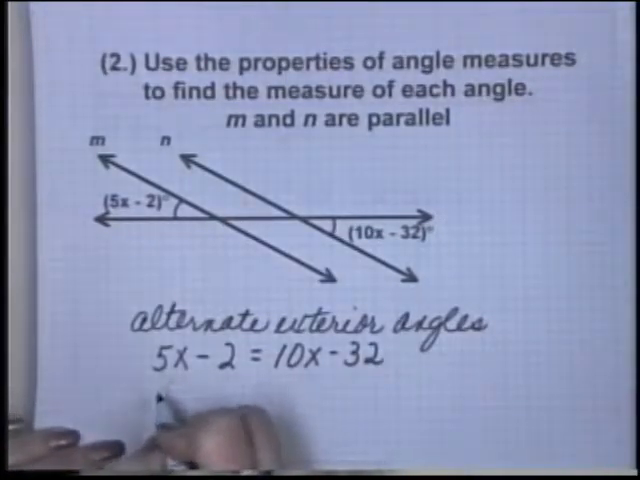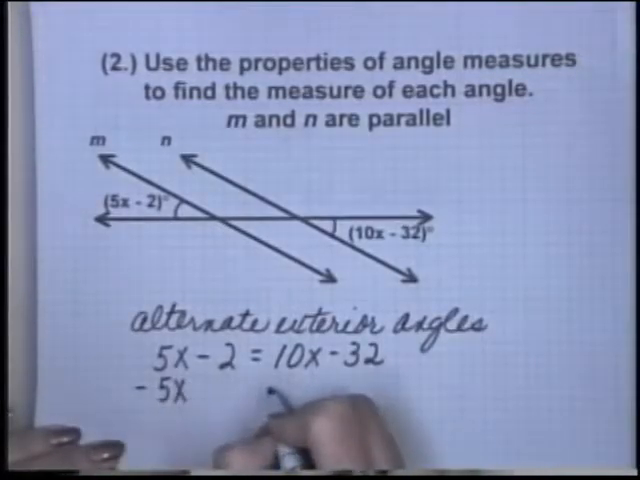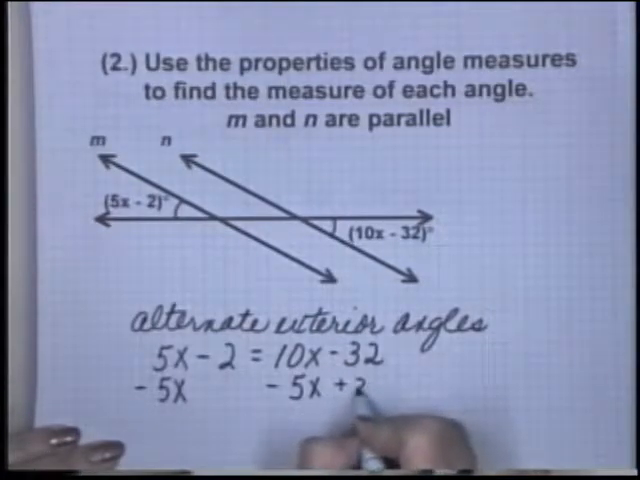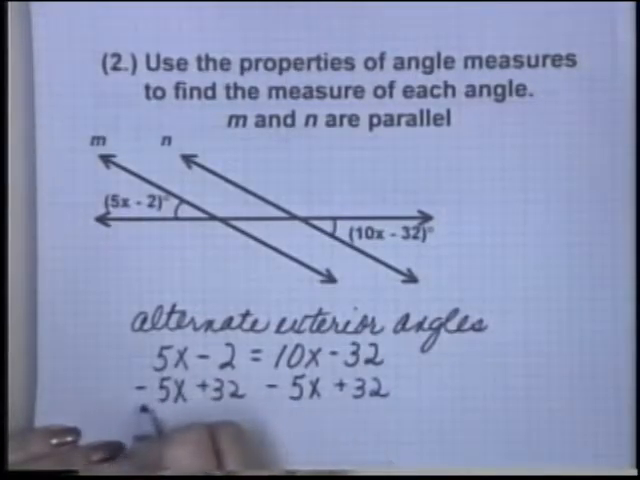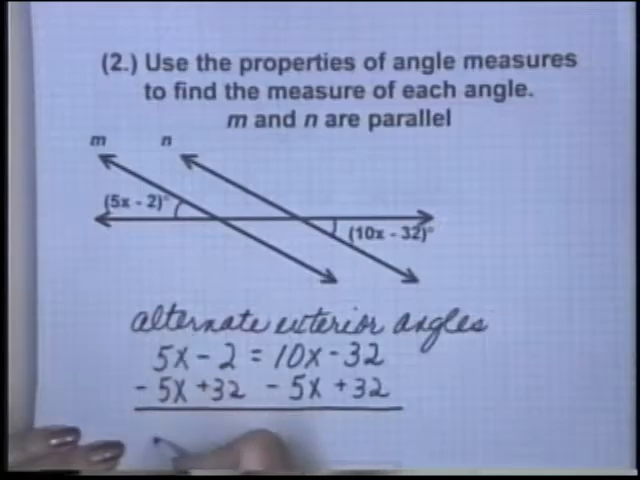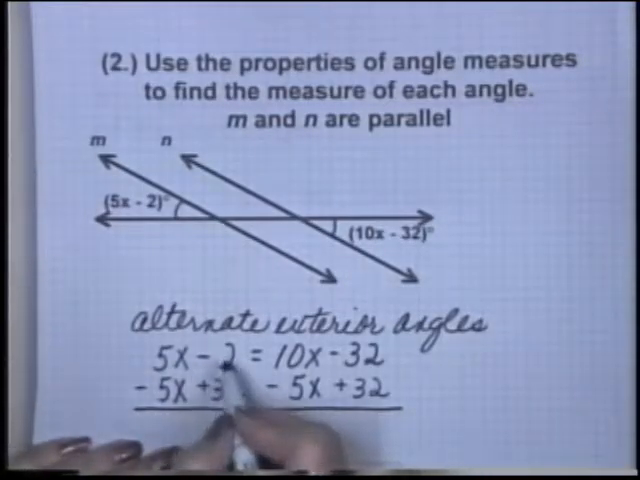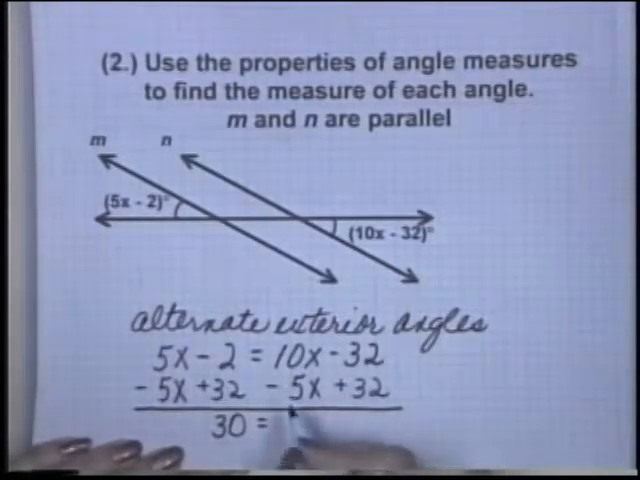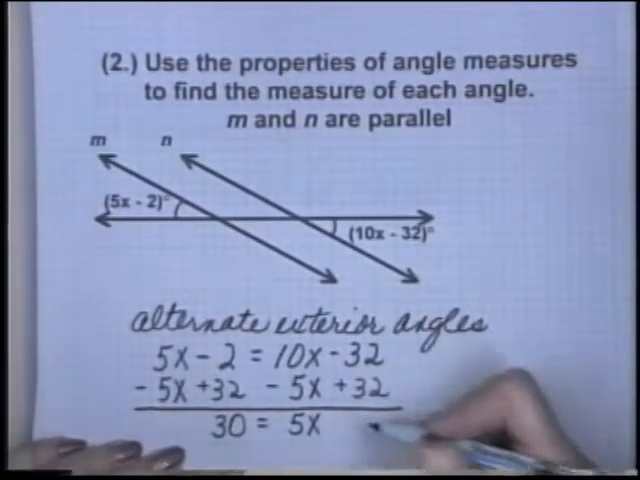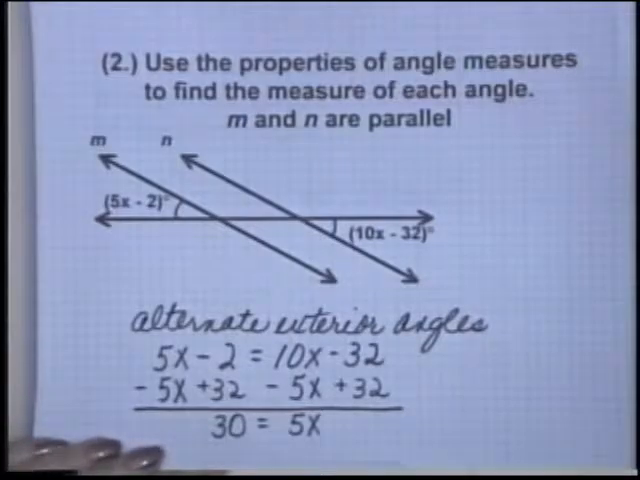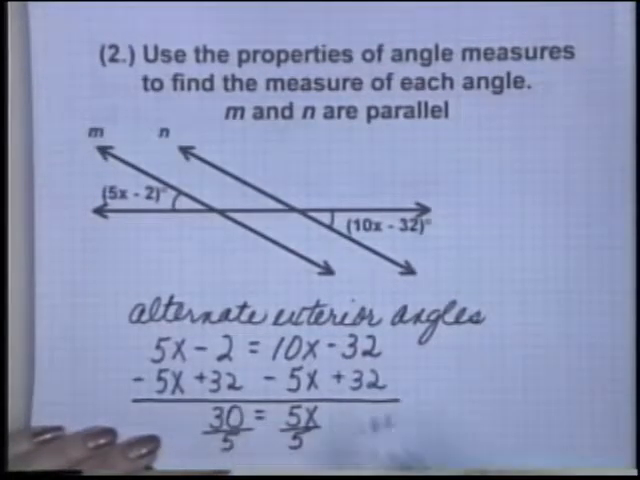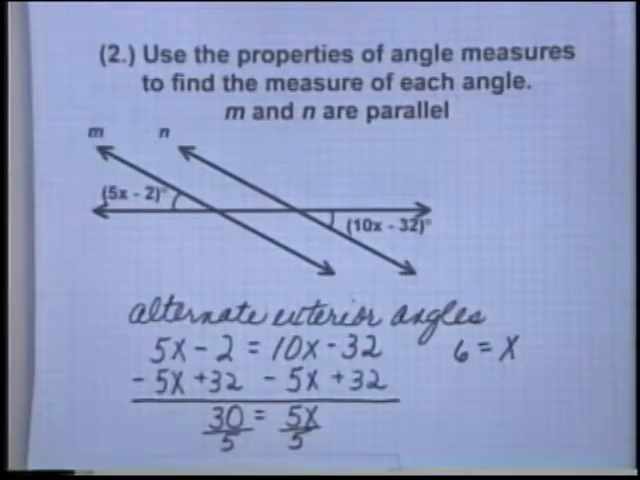So we have a linear equation. Let's subtract 5x from both sides. Let's add 32 to both sides. We get 0x minus 2 plus 32 will give us 30. 10x subtract 5x will give us 5x, and those add to 0. To finish solving the equation, let's divide both sides by 5. 30 divided by 5 gives us 6, and of course we get that x is equal to 6.